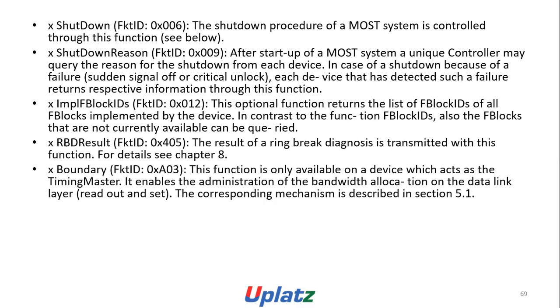RBD Request FBlock ID, FKT ID 0x4005. The result of a ring break diagnosis is transmitted within this function. For details, see chapter 8. Boundary, FKT ID 0x803. This function is only available on a device which acts as the timing master. It enables administration of bandwidth allocation on the data link layer, read out and set. The corresponding mechanism is described in section 5.1.